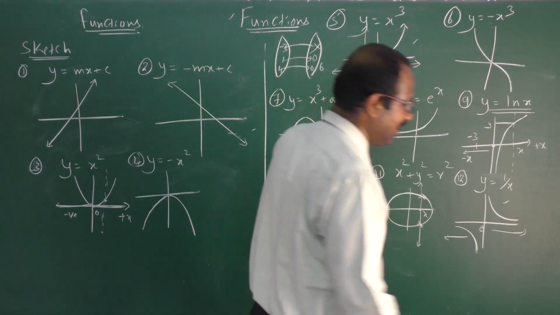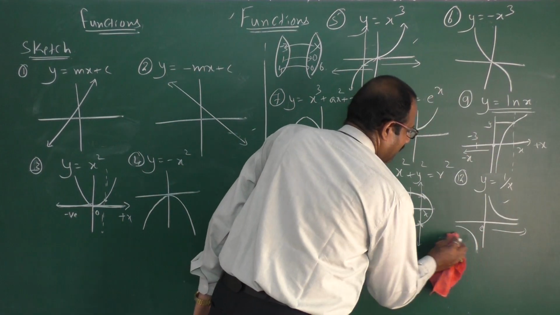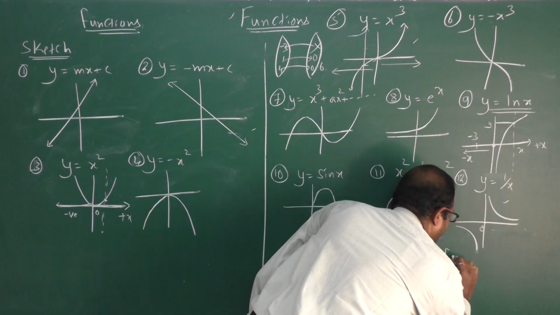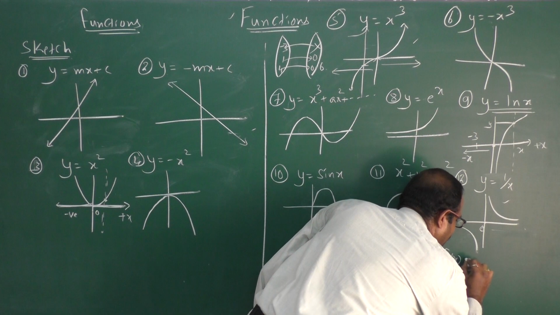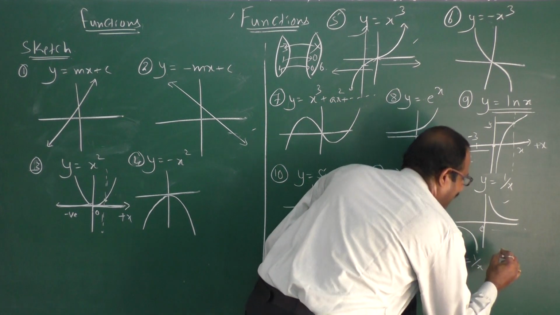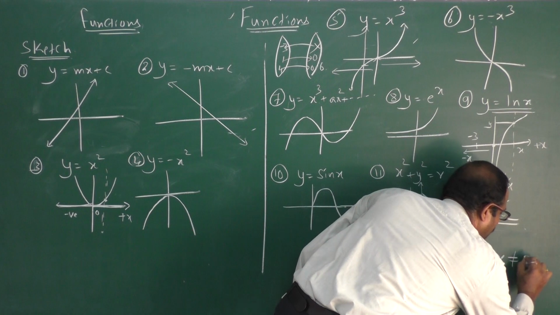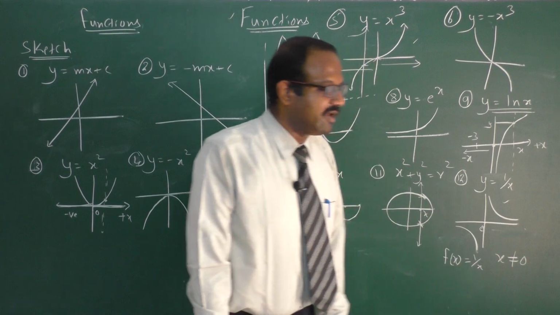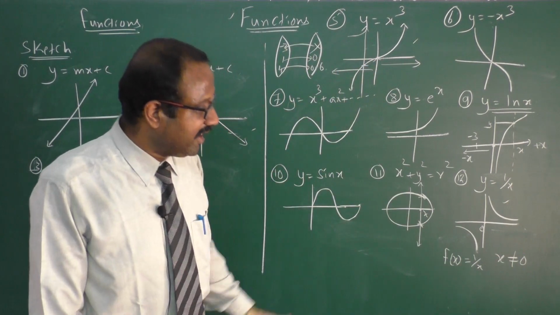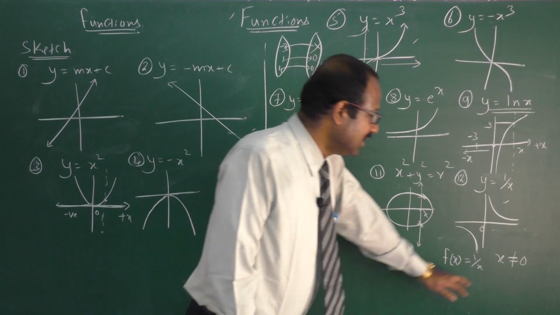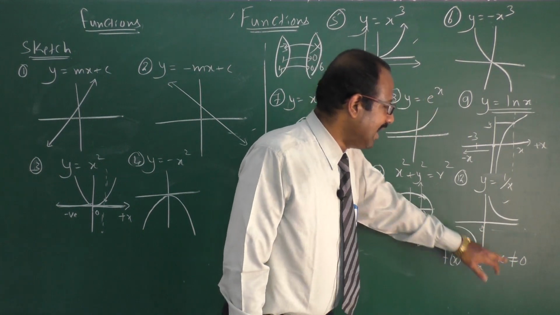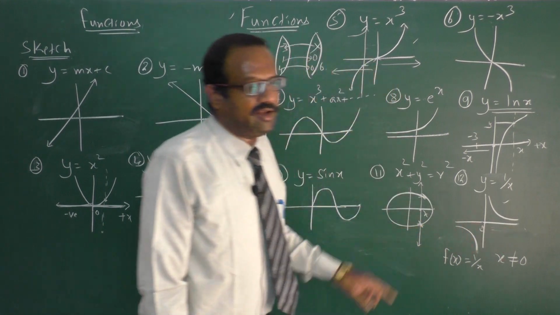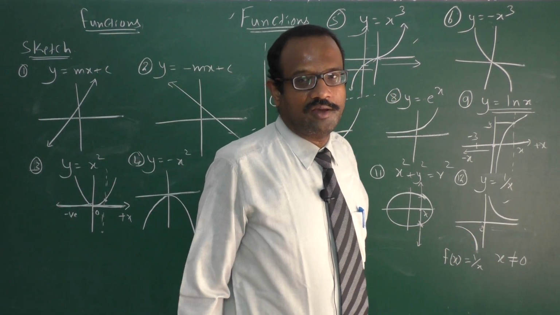But generally, to make it a function, you might observe some questions where they write it like this: f of x is equal to 1 by x where x is not equal to 0. When they say x is not equal to 0, that means they have made a condition that x does not include 0. Means they are considering only the positive and the negative values. Hence it can be a function.